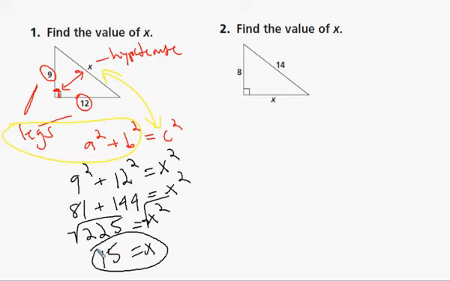And typically when we do square roots, we use plus or minus with the answer. So you might see plus or minus 15, but when we're talking about the length of a side of a triangle, that can't possibly be negative, so we leave it 15.